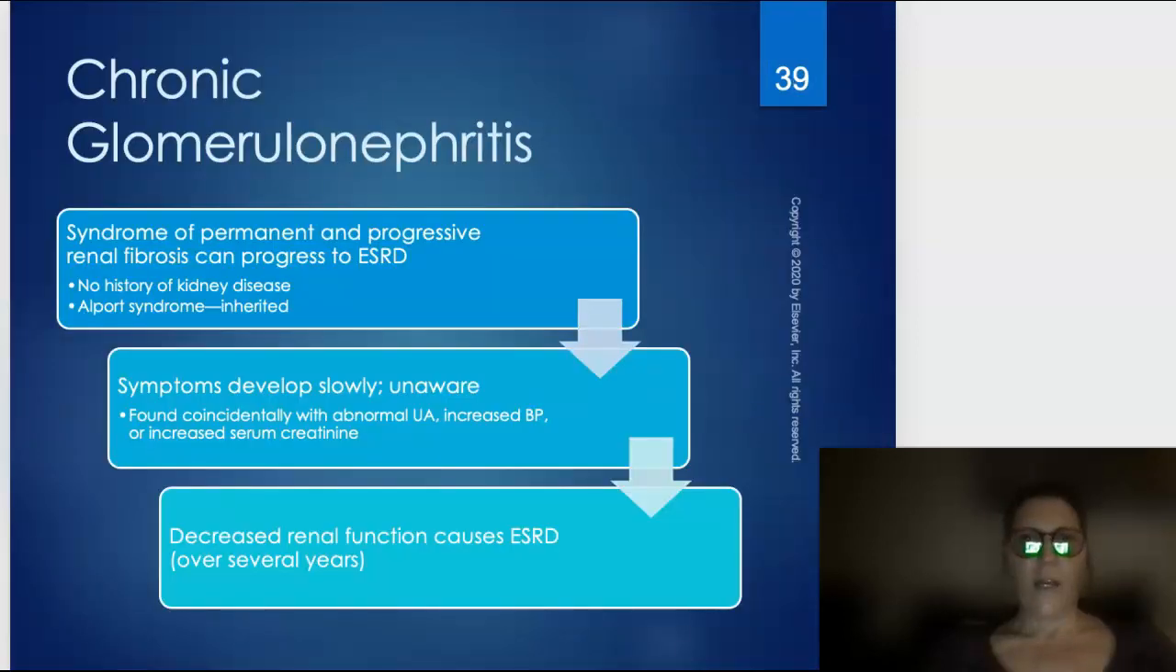If it's chronic, this is a syndrome of permanent and progressive renal fibrosis that can lead to end-stage renal disease. No history of renal disease, and it's like Alport syndrome, which is inherited. The symptoms develop slowly. People can be completely unaware. It can be found coincidentally with an abnormal UA, with increased blood pressure, or increased serum creatinine. See, a lot of people think that hypertension is always from the heart, and it's not. It's often from the kidneys. We might have decreased renal function that causes end-stage renal disease when it happens over several years.